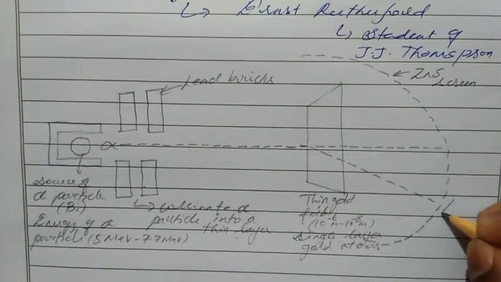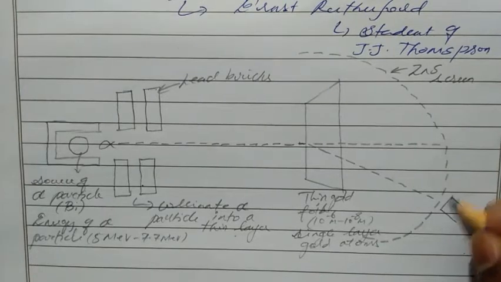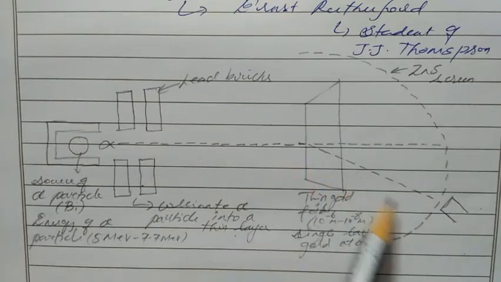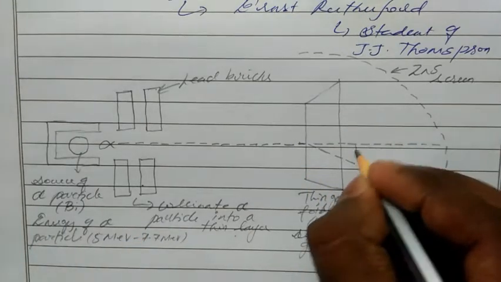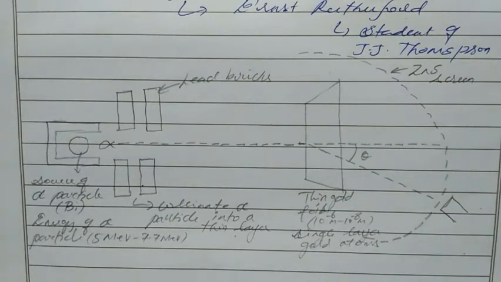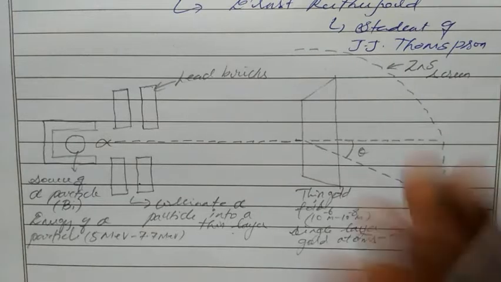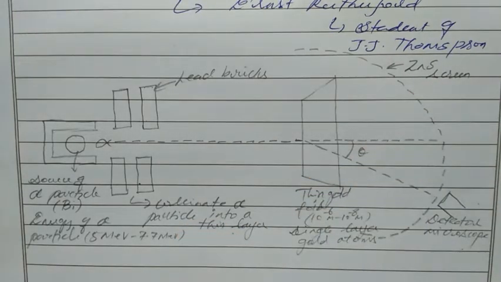Here we have a detector microscope which detects the alpha particles. Some of the alpha particles, after hitting the gold foil, get deflected at an angle theta. This deflected alpha particle is detected by the detector microscope. We cannot see the alpha particle directly, so for that we use the detector microscope. After hitting the zinc screen, the zinc screen starts to illuminate, it starts to brighten.